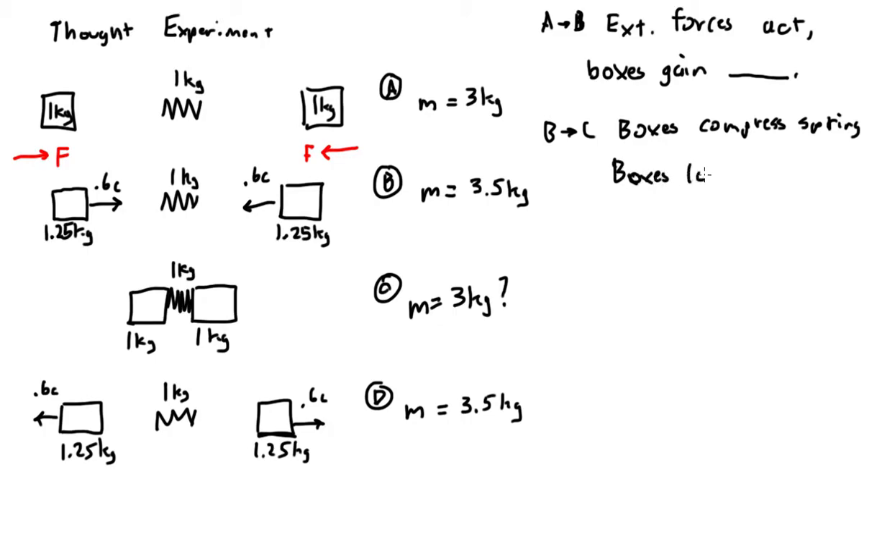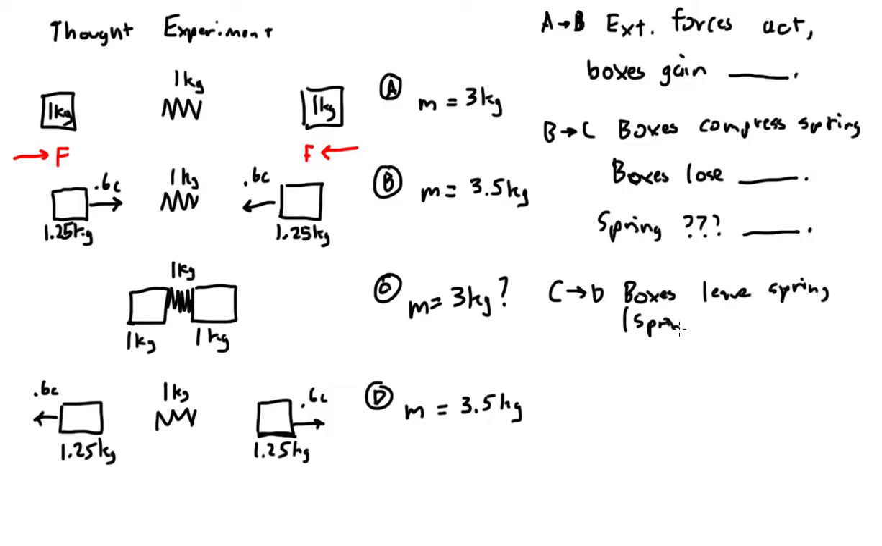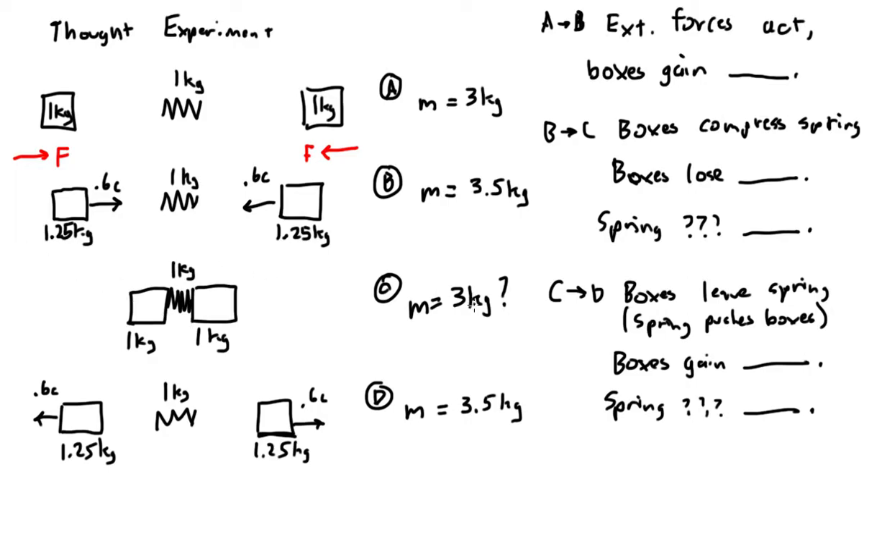Boxes lose mass. Spring, what does it do? Mass, okay? There's a rhyme to it. There's a reason for this, okay? From C to D, boxes leave the spring. Maybe I should say spring pushes boxes, okay? Boxes gain blank, and the spring blank. Okay, let's say that we have conserved mass here.